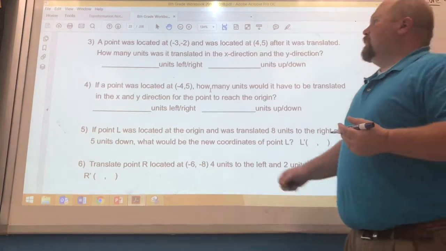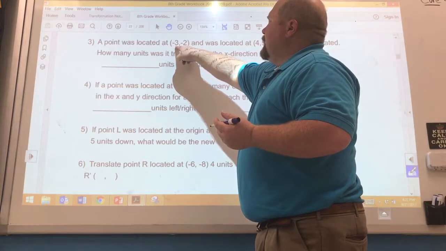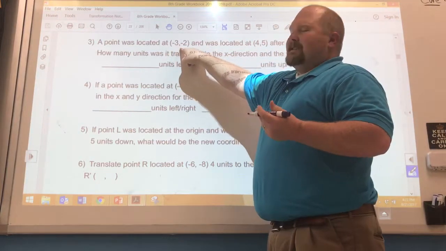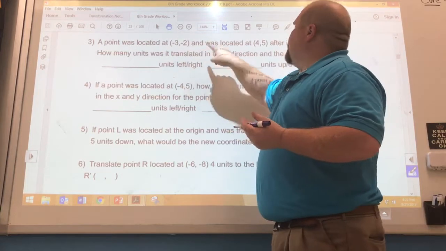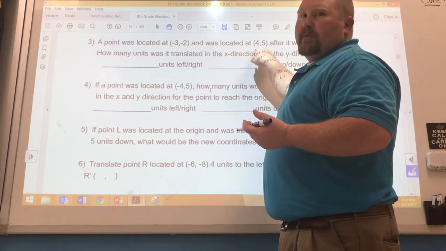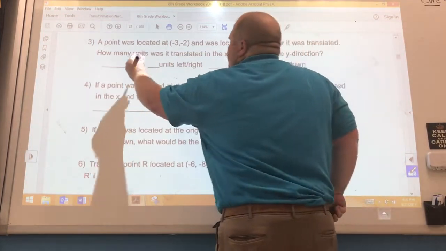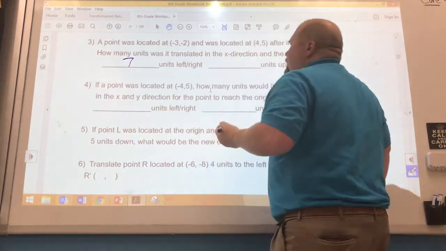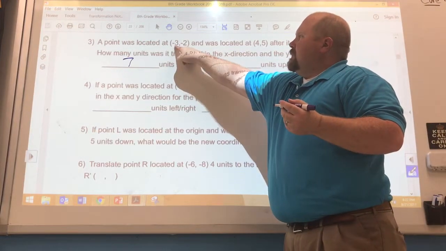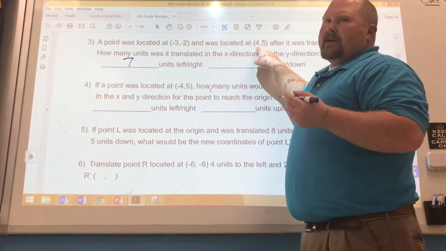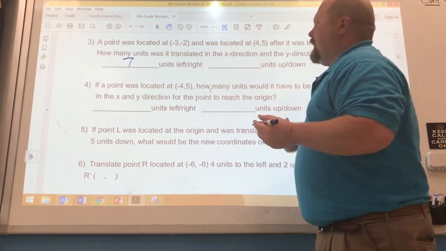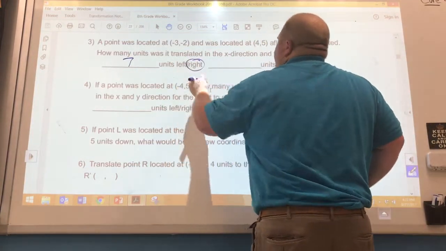So the original point was -3 and the x value changed to 4. So -3 to 0 is 3 points, and from 0 to 4 is 4 more points. So 3 plus 4 points means it moved a total of 7 units. And we know that it moved in the direction of right because it went from a negative value to a positive value. They were adding, and when you add on the x value, that means you move to the right. So that was 7 units to the right.